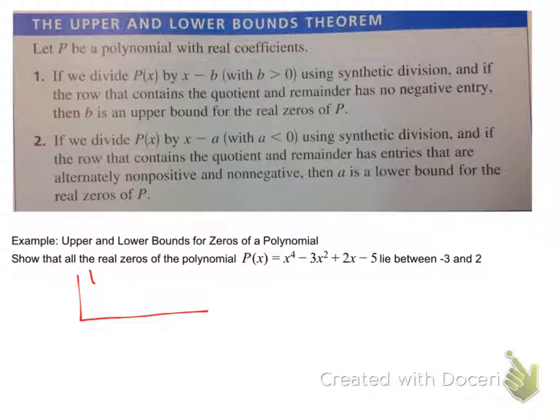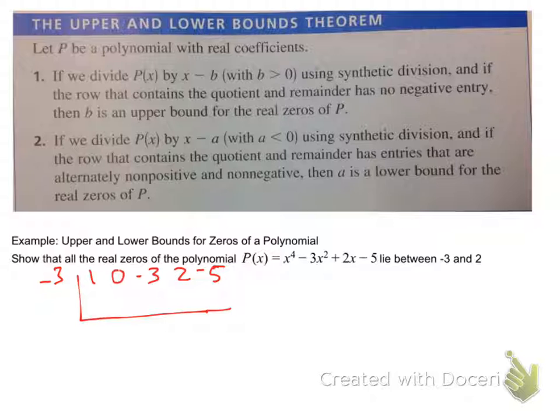Okay, so 1, 0, -3, 2, -5. You guys can agree with this? Which one do you want to check? You want to check -3 or 2? You've got to check them both anyway.